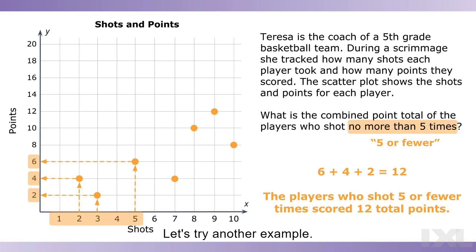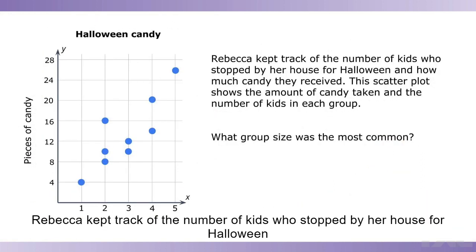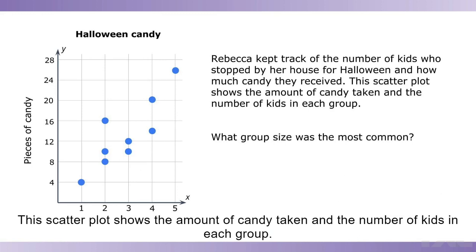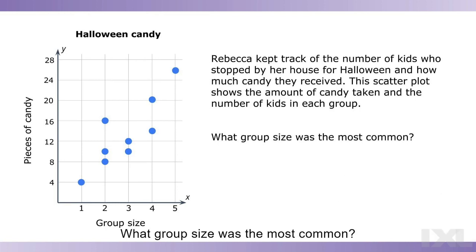Let's try another example. Rebecca kept track of the number of kids who stopped by her house for Halloween and how much candy they received. This scatter plot shows the amount of candy taken and the number of kids in each group. What group size was the most common?